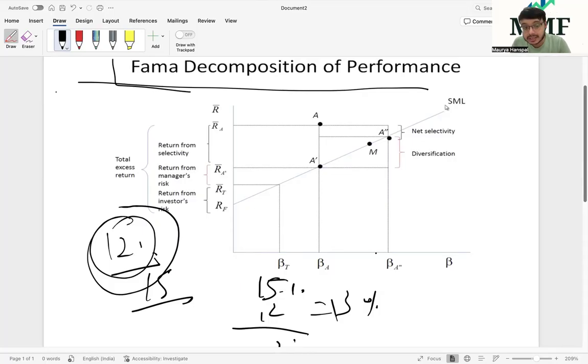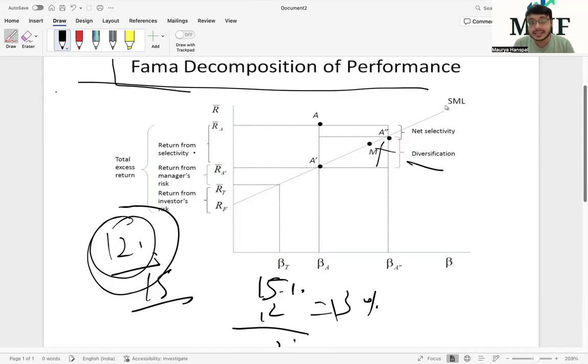That out of this 3%, how much is coming from net selectivity? The return from investors' risk or the return from managers' risk is something that is not much talked about. It is something which is built into this model already. Though we'll still try to have a conceptual understanding of these two metrics as well. But broadly, Fama's decomposition of the performance equation simply states that the return from selectivity is equal to the return from net selectivity plus the return from diversification.